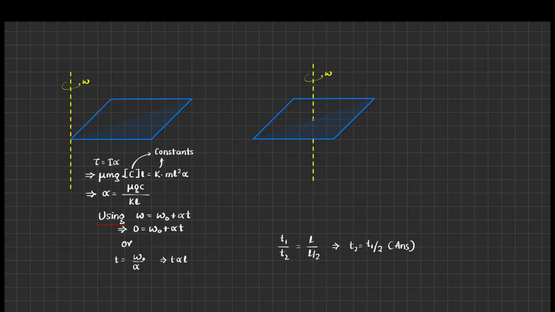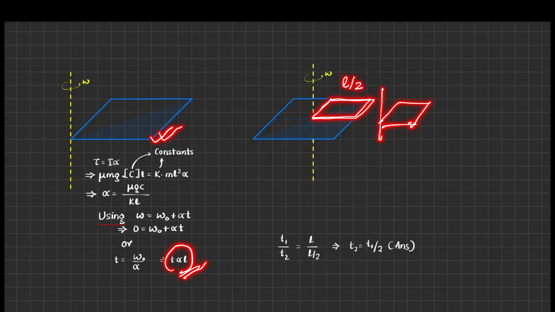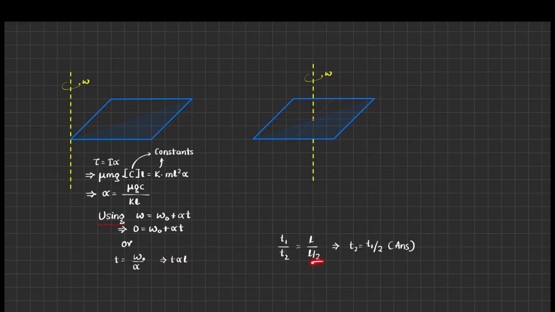Now see, in the second case, if I divide the same diagram into 4 pieces, all of them will stop simultaneously, right? So instead of 4 parts, I can take any one small part and calculate the time for this small part only. As I know time is directly proportional to the length of the square plate, and each piece has a length L by 2, whatever time this diagram used to take to stop, this diagram will take half that time.